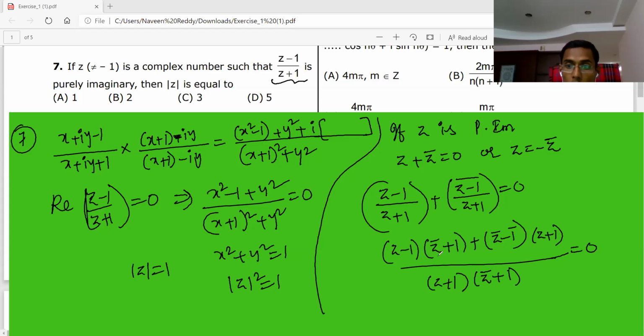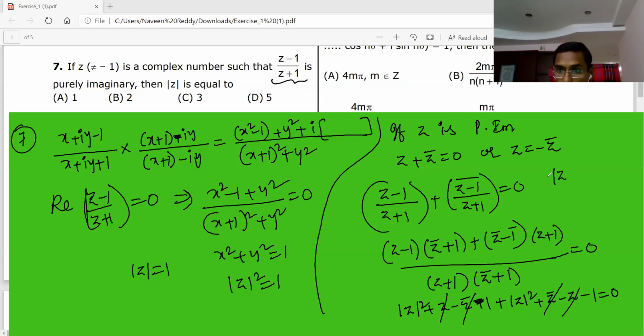Now if you write this, you can understand very clearly. z into z bar is mod z square. Then z into (z minus z bar plus 1) plus z into z bar, mod z square, then next plus (z bar minus z) into 1, plus mod z square minus 1. I'm sorry, this is also minus 1, equal to 0. If you observe, z gets cancelled and z bar also gets cancelled. Here 2 into mod z square minus 2 equals 0. That means mod z square equals 1, so mod z equals 1.